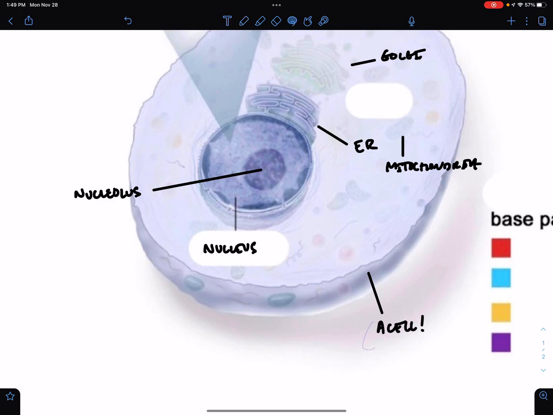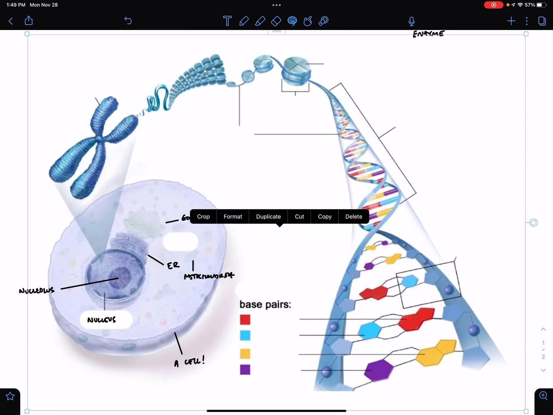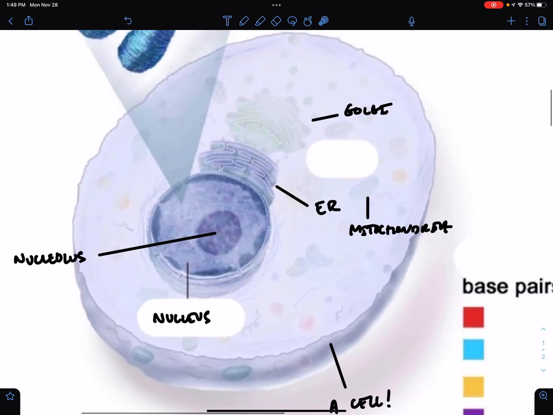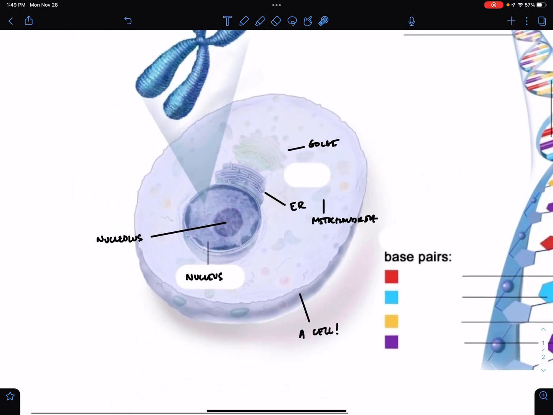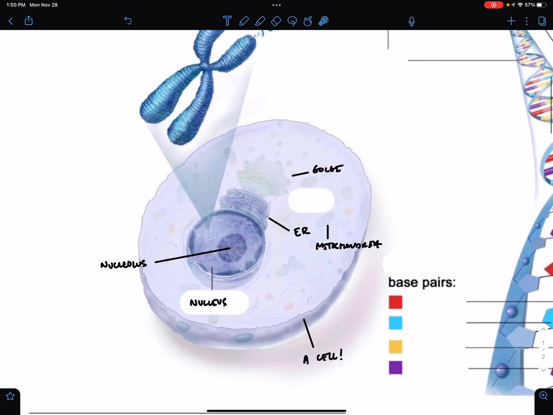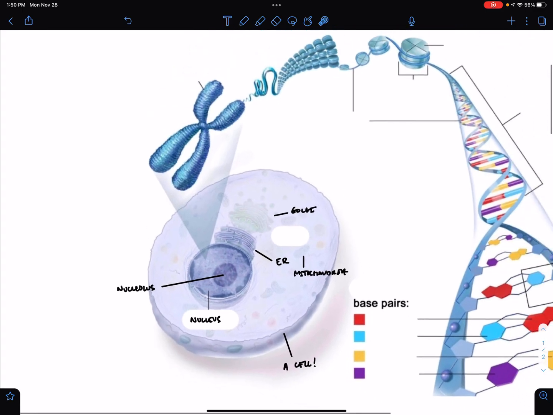Right away, looking at the cell, I can tell a couple different things about it. Number one, I know it's a eukaryotic cell because it has a nucleus and membrane-bound organelles. And I also know that it's an animal cell because it doesn't have a cell wall. If it were a fungal cell or a plant cell, it would contain a cell wall, and it doesn't, so I know it's either a protist or an animal.